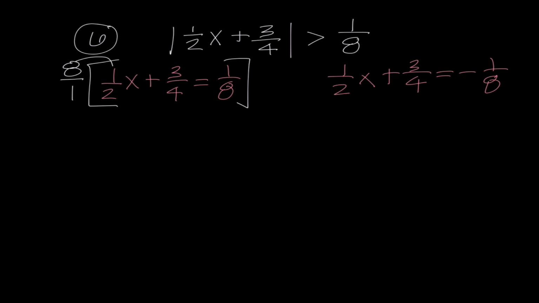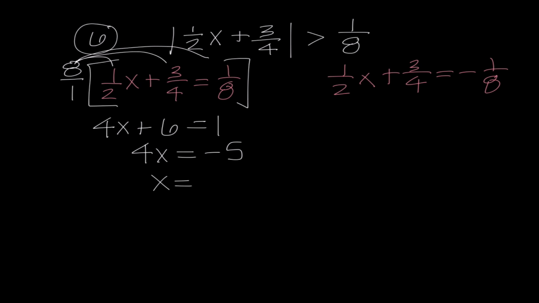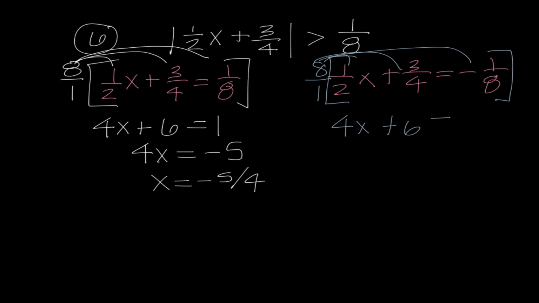So when I distribute, I get 4x plus 6 equals 1. I'm going to subtract 6 from both sides, and I get x equals negative 5/4. Notice I'm keeping that as an improper fraction. I'm going to do this second problem in a similar way and multiply by 8/1. And I would get 4x plus 6 equals negative 1. So when I subtract 6 this time, I get negative 7. So x equals negative 7/4.